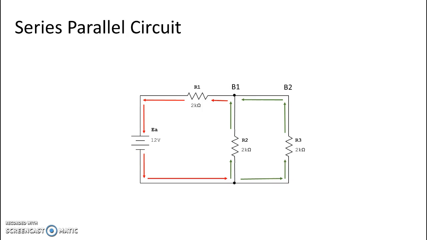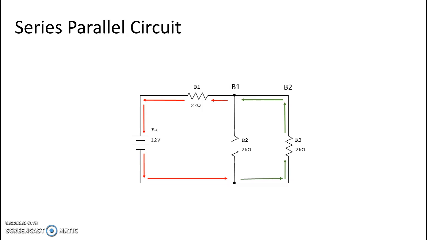So for this example we are going to open R2, and you will see right away that the current in branch 1 goes away. Now, because R2 is open, there's no longer a path for current that way, and so our series parallel has actually become a series circuit with only R1 and R3.